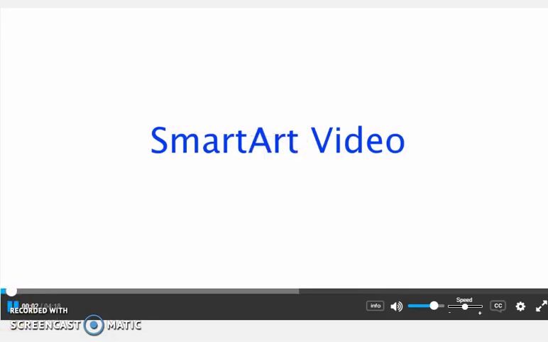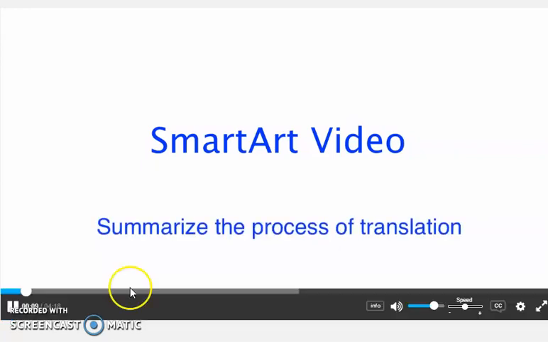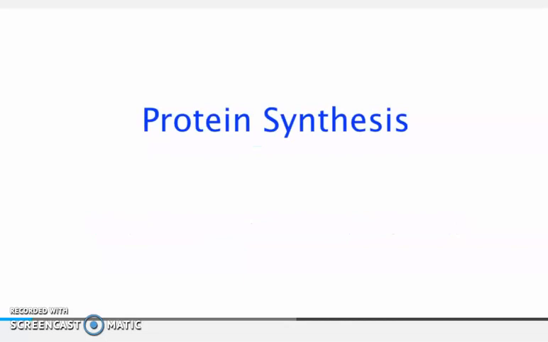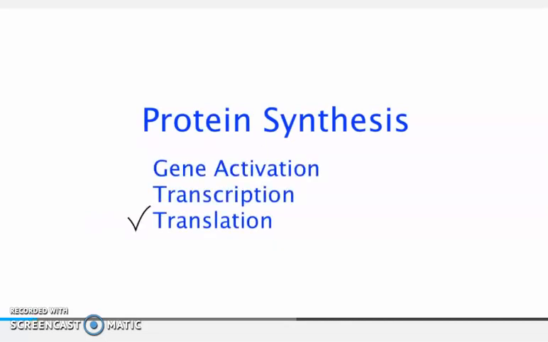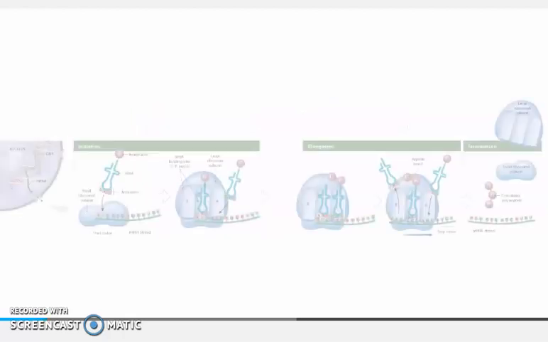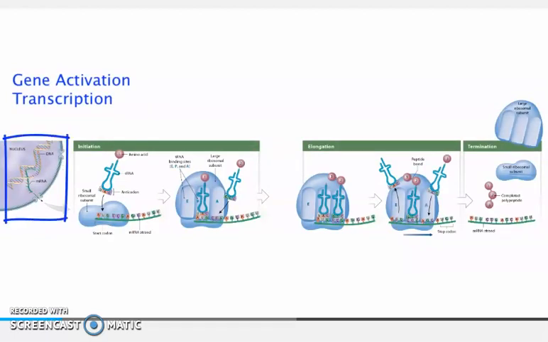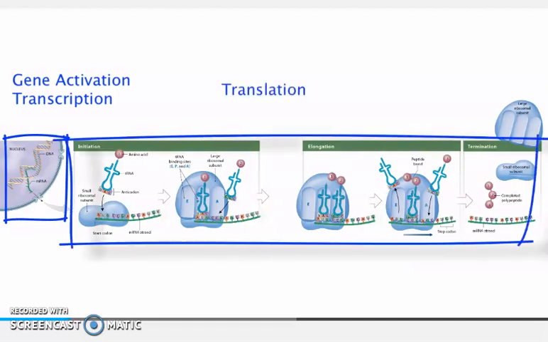Another Anatomy and Physiology Smart Art video, where we guide you through an important piece of art. After watching this video, you should be able to summarize the process of translation in the synthesis of proteins. Recall that translation is the final event in protein synthesis after gene activation and transcription. It's also important for you to remember that the first 2 steps, gene activation and transcription, occur here in the nucleus, while this final process, translation, occurs here in the cytoplasm.